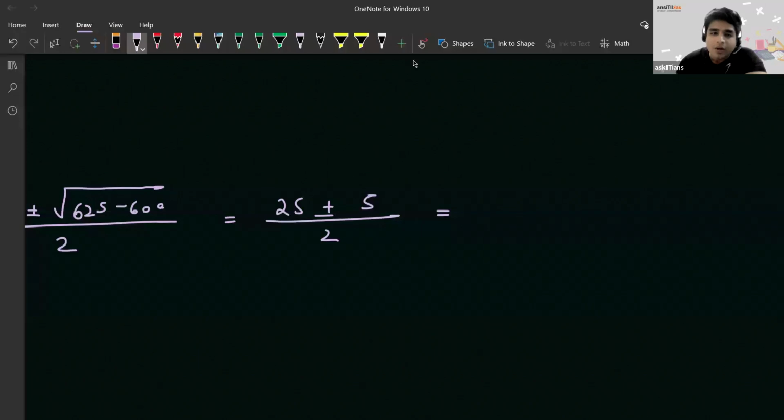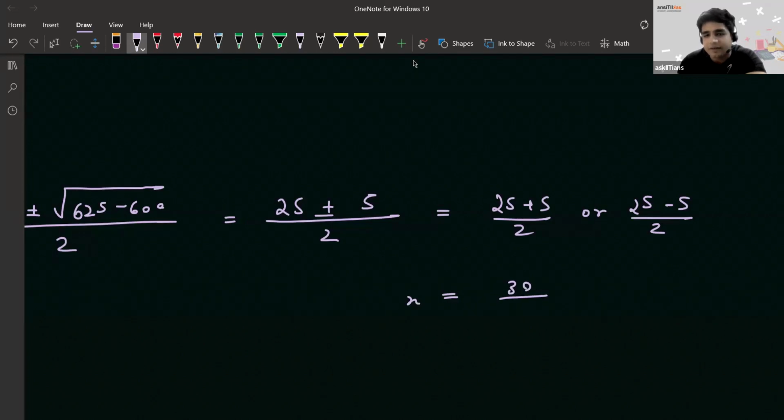So this is going to be 25 plus 5 upon 2 or 25 minus 5 upon 2, right? So I'll have two values of x, everyone. What will be the two values? First value will be 30 divided by 2, which is 15, right? Or it is going to be 25 minus 5, that is 20 divided by 2, that is going to be 10. So I have two possible ages for the boy, right?